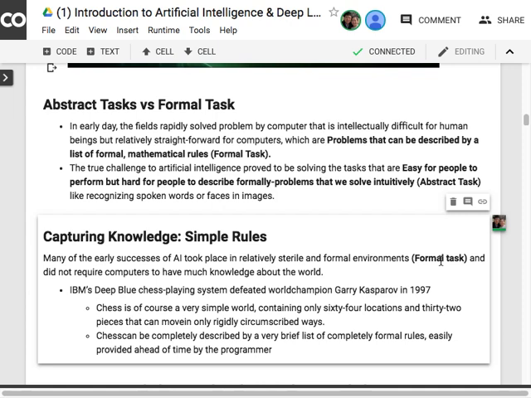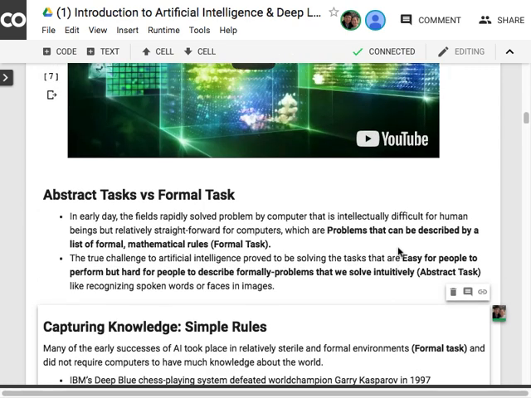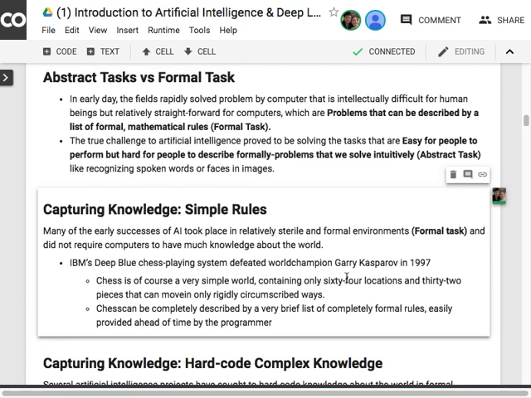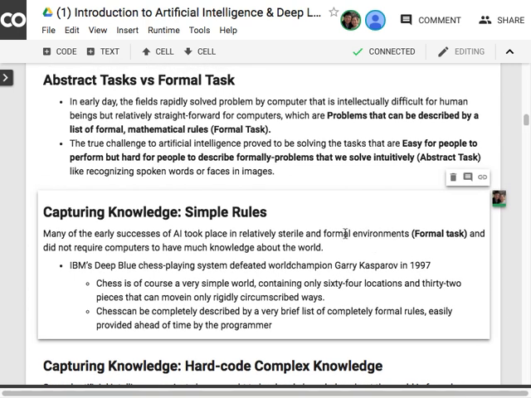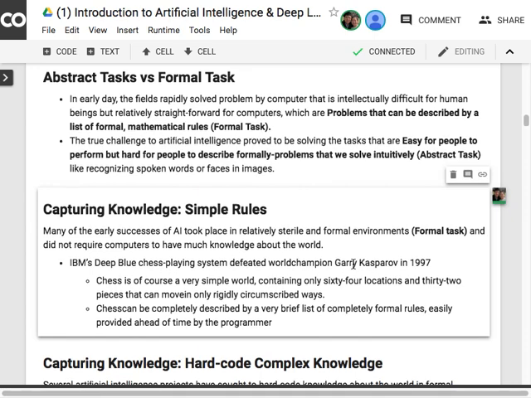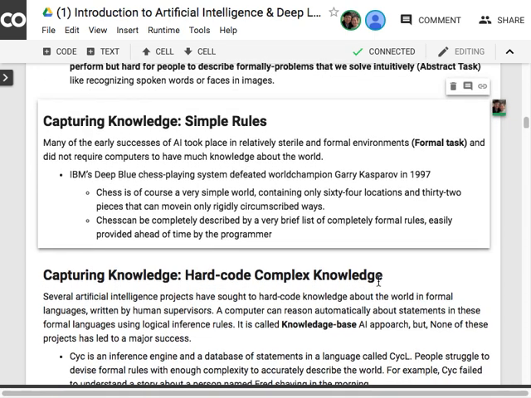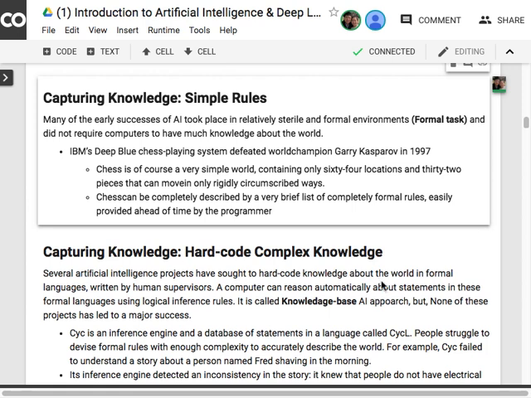Okay, and these two kinds of tasks become the key difference that you need to be able to differentiate to create an intelligent computer. So we are going to work through a short history of artificial intelligence.